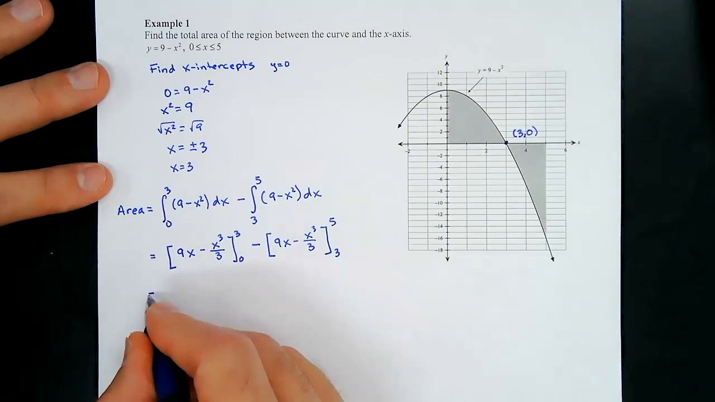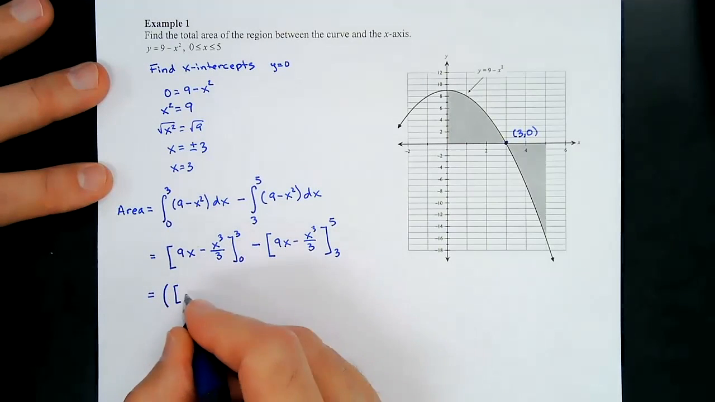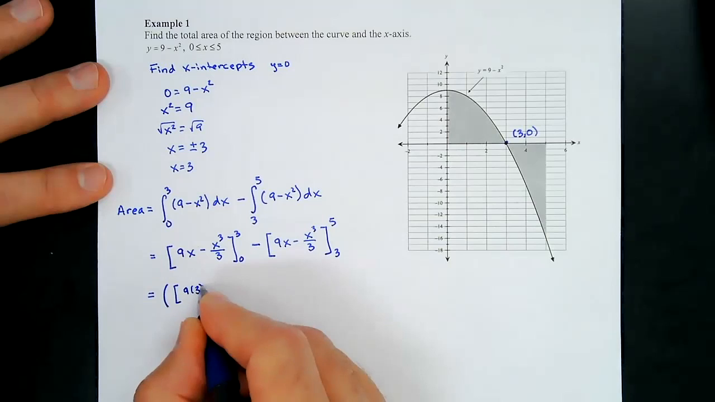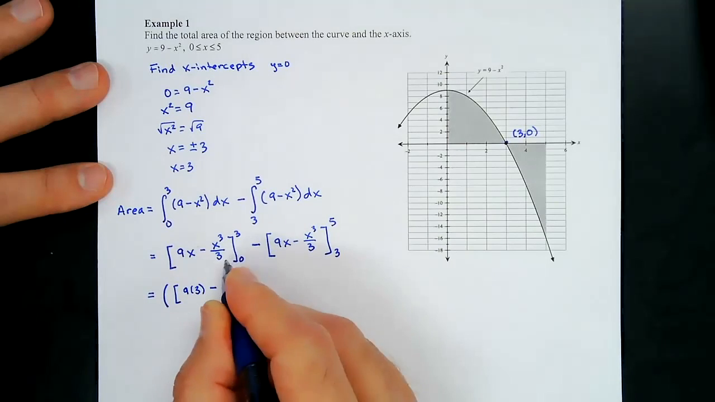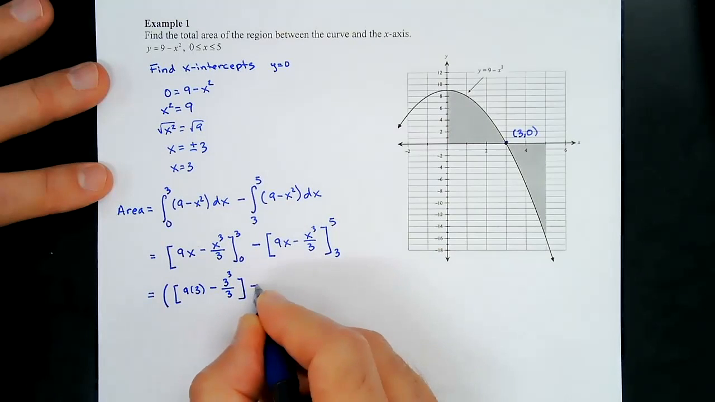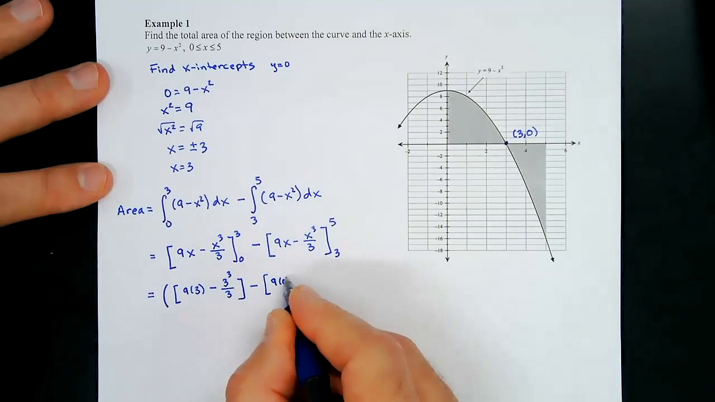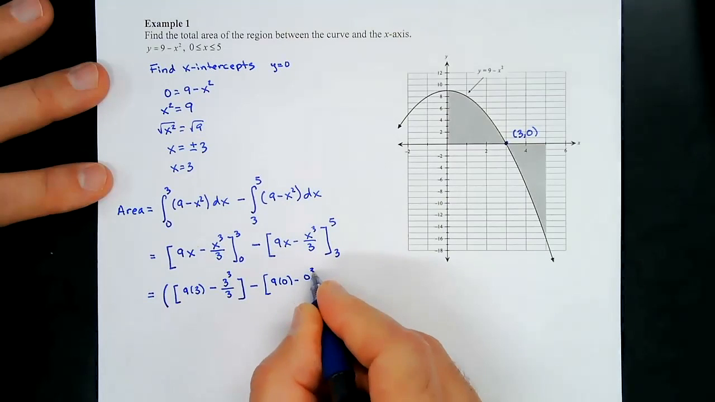All right, so we need some additional parentheses here, and then a bracket. I'm going to put 3 in here, so this would be 9 times 3 minus 3 cubed over 3, and then minus putting 0 into the antiderivative, so this would be 9 times 0 minus 0 cubed over 3.